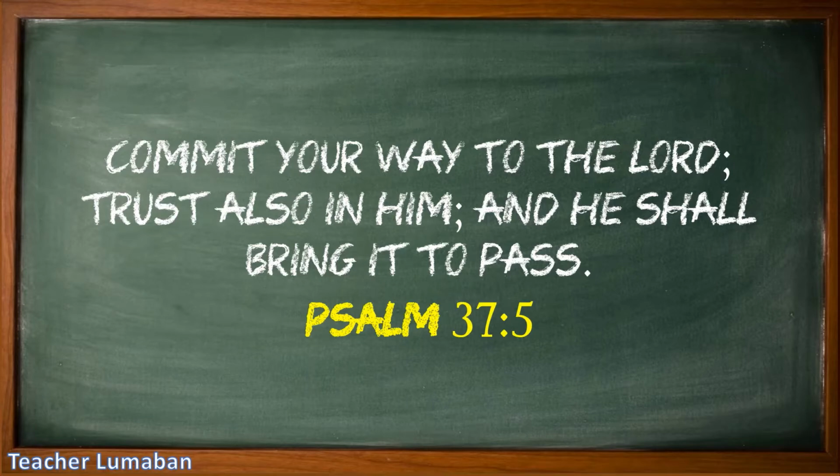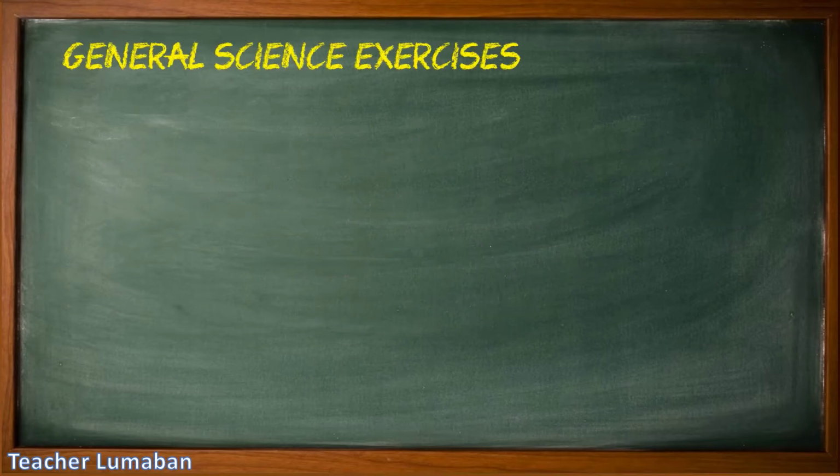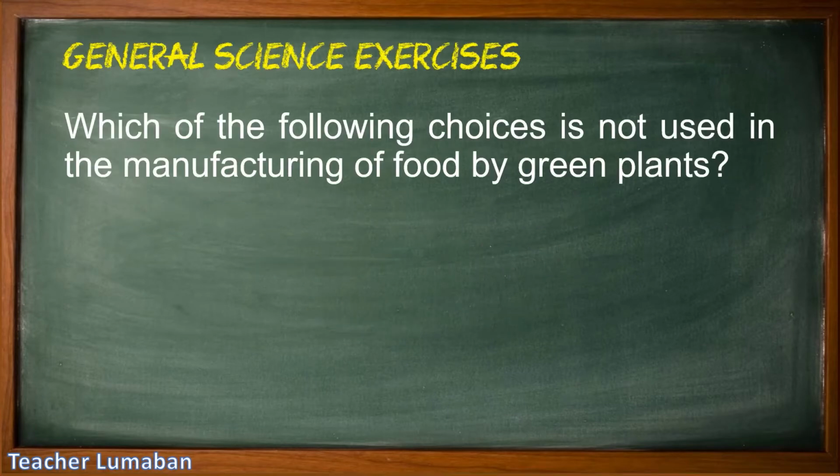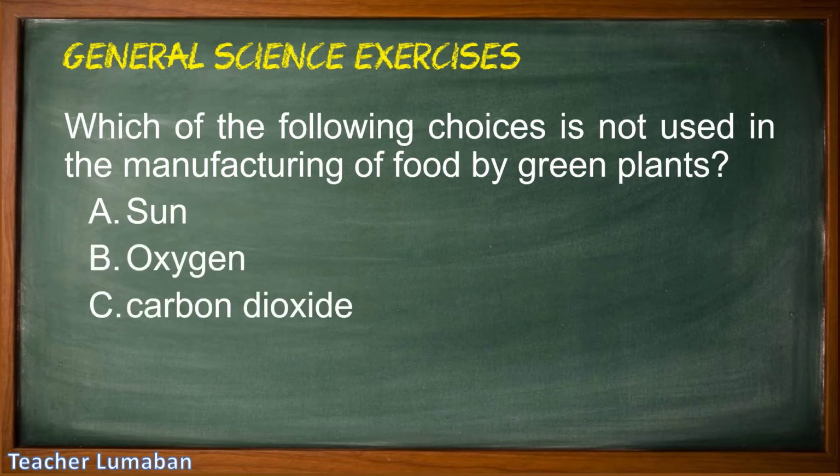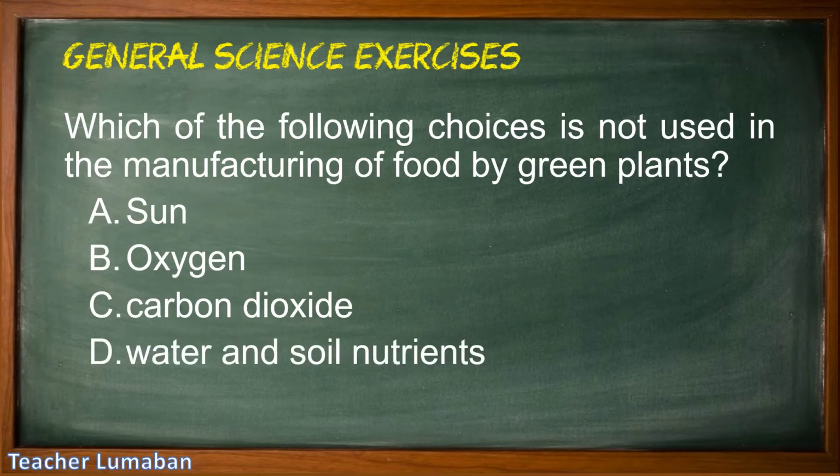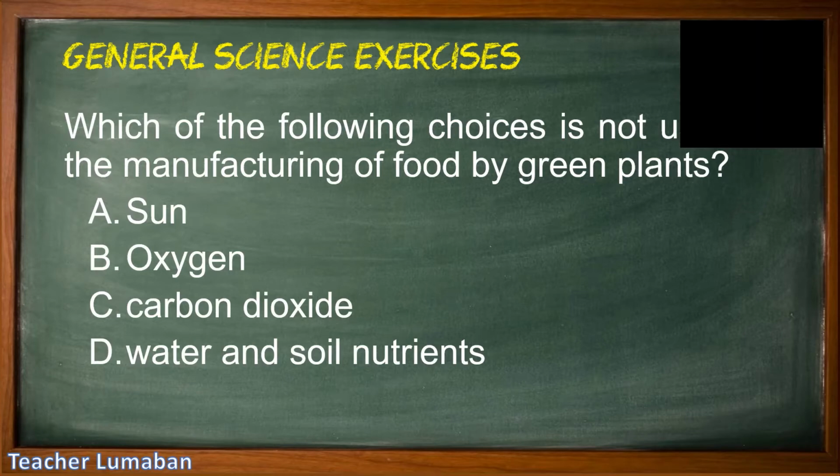Psalm 37 verse 5. Which of the following choices is not used in the manufacturing of food by green plants? Letter A, sun. Letter B, oxygen. Letter C, carbon dioxide. Letter D, water and soil nutrients. Please choose the suitable answer to the following choices in 5 seconds.